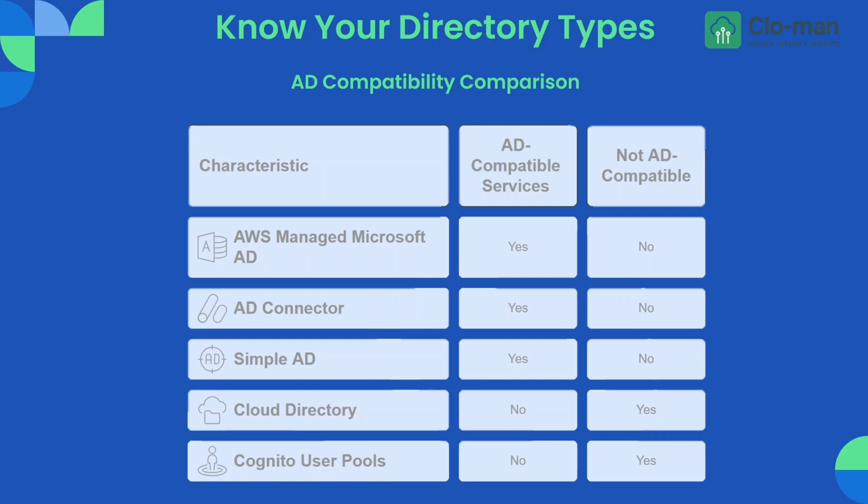Let's summarize. AD compatible services are AWS Managed Microsoft AD, AD Connector, and Simple AD. Not AD compatible are Cloud Directory and Cognito User Pool. So if in the exam or in a real world scenario it mentions Amazon WorkSpaces or QuickSight integration with AD credentials, focus on the AD compatible options.